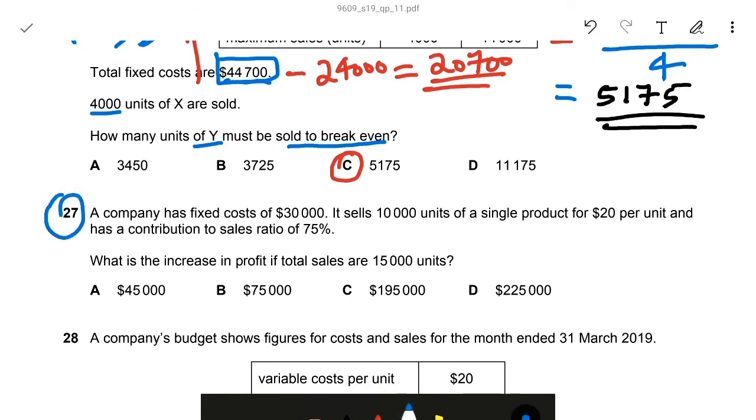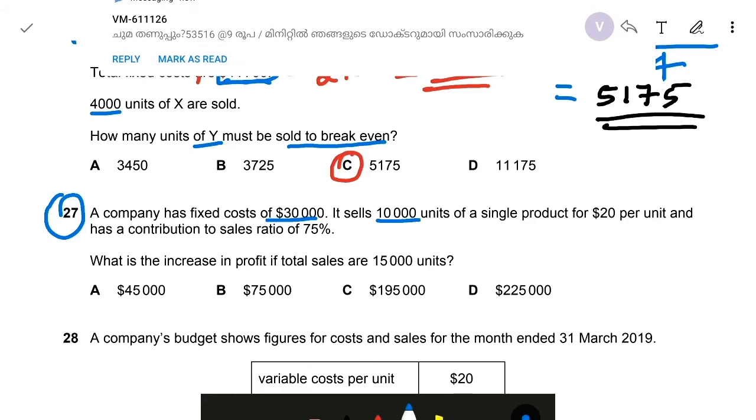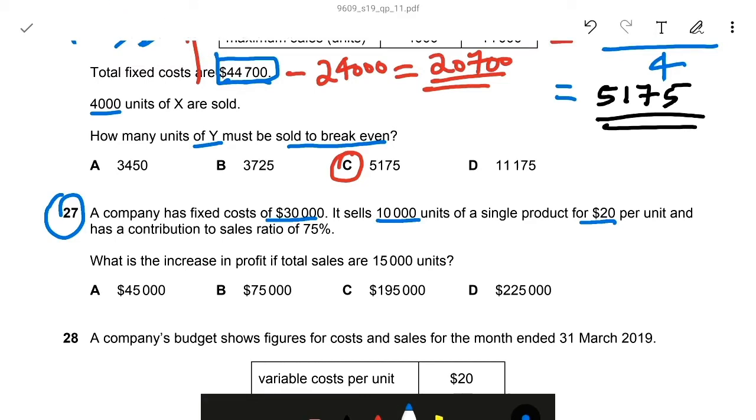27. A company has fixed cost 30,000. It sells 10,000 unit. Single product. Price is 20 per unit. And has a contribution to sales ratio 75%. What will be the increase in profit if they are increasing the unit to 15,000? So first we calculate the profit in 10,000, then we calculate the profit in 15,000. That difference is the increase.